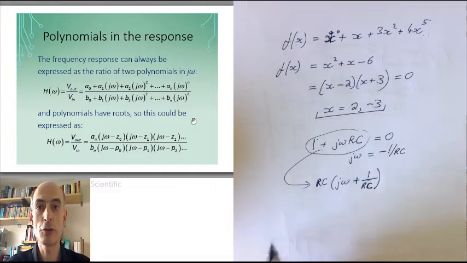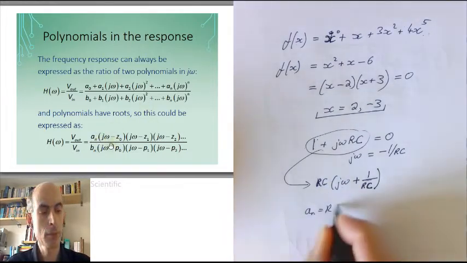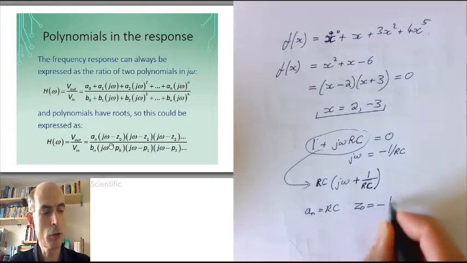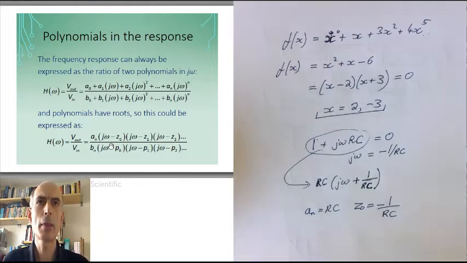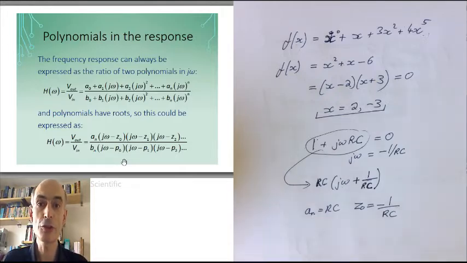In terms of the notation on the slide, the RC would be the an, and the z0 would be minus 1 over RC. Now, I've chosen to use z for the roots of the numerator and p for the roots of the denominator, because these are what we mean by zeros and poles. And this is the technique that we use to simplify how we describe frequency responses.